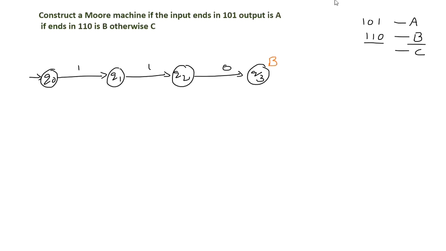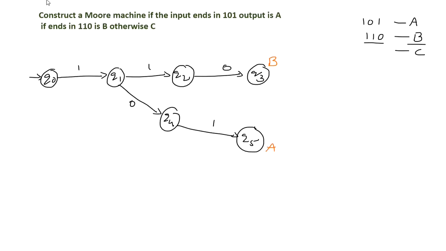Now we will start designing. String ends in 101, output should be A. So 1 is already seen on Q0, and Q1 on 0 moves to the state Q4, and Q4 on 1 reaches the state Q5, and output is A. Because with 101, it reaches the state Q5 and output is A.